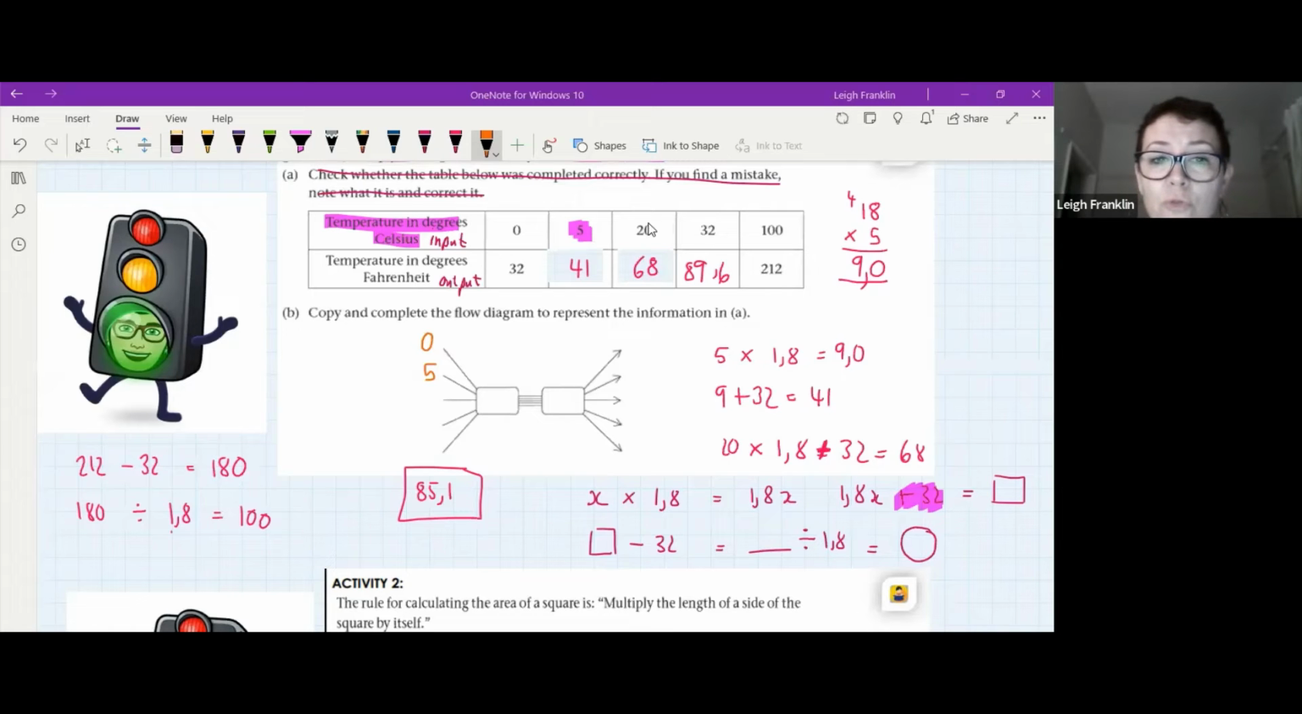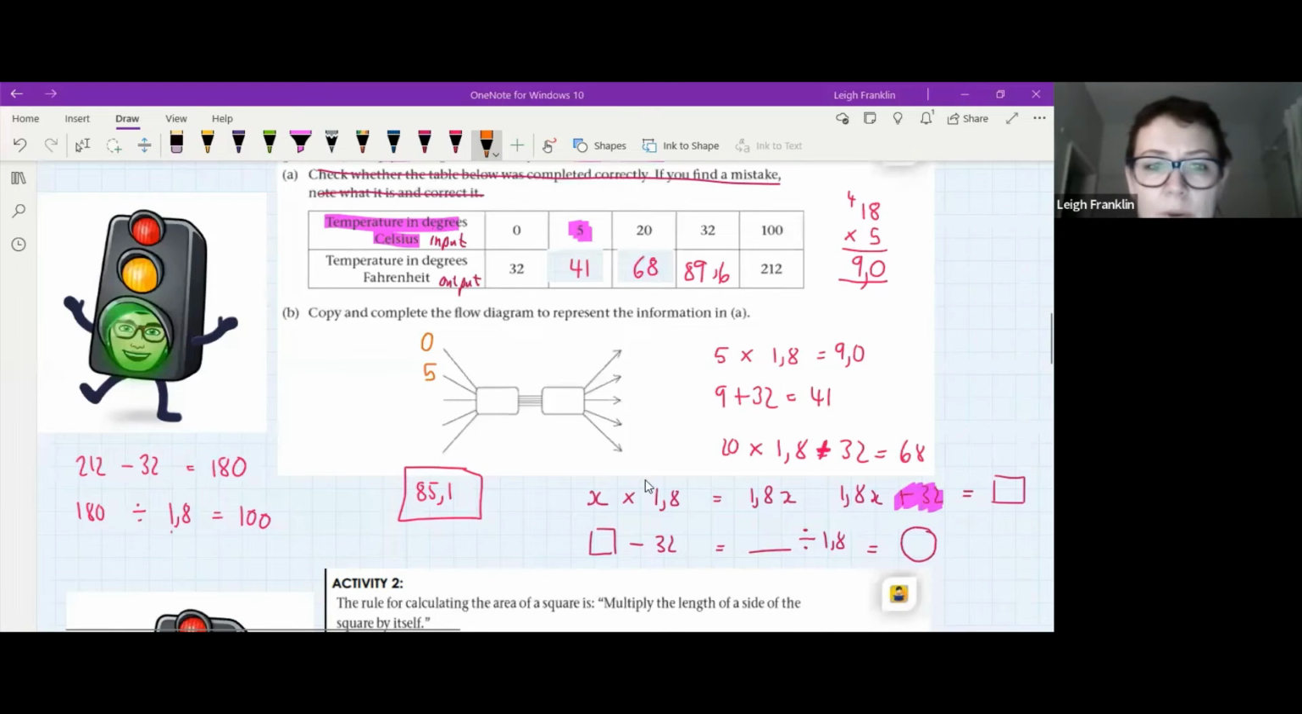Okay, so each rule can be different. All right, so sometimes you can multiply, you can divide, you can add and subtract, and they would expect you to be able to do all of those. If they've given you the rule, they would expect you to be able to use the rule to work out the answers.